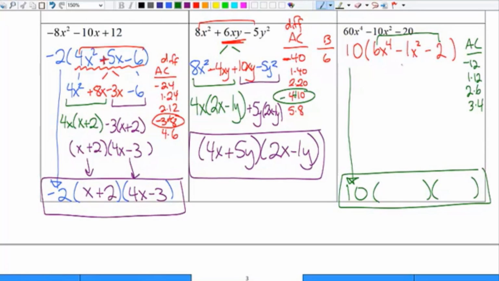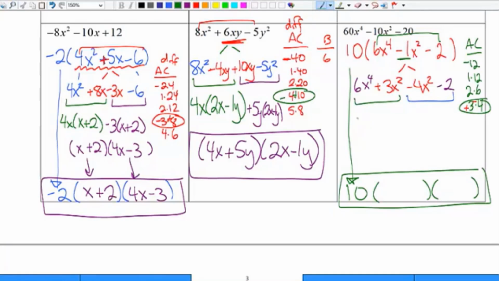I'm looking for two numbers that will add to -1, and that looks like 4 and 3. A positive on the 3 and negative on the 4, because the -1 sign has to go with the bigger number. So the 6x to the 4 will come down, and so will the -2. In the middle, we have plus 3x squared and minus 4x squared. Again, they can go in either order. The work will be slightly different, but your answer will be the same.